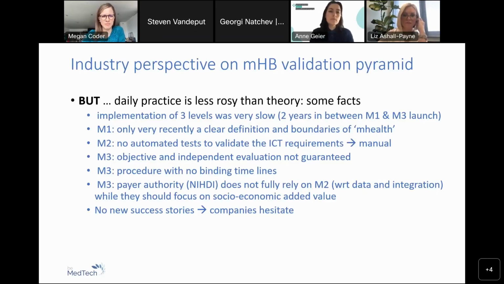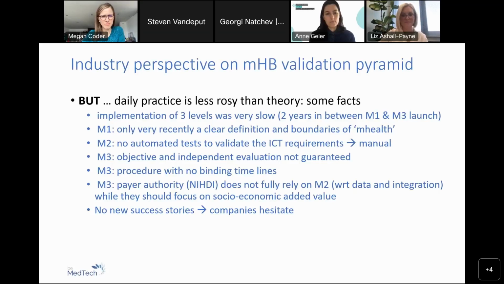In level 2, so this is about the ICT requirements, there has been the goal to have automated tests. Still, we are dealing with manual evaluation here. And then some aspects related to level 3. We believe that a fully objective and independent evaluation is still not guaranteed, because different specialists or different types of healthcare professionals are doing the evaluation, and there's not always a financial incentive for them to move towards such a system with digital health applications. This is, of course, due to the financing model we currently have in healthcare in Belgium.